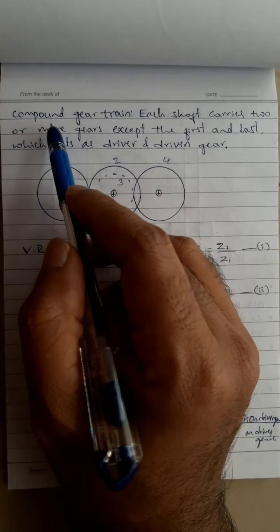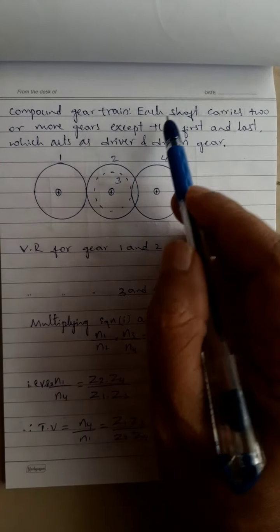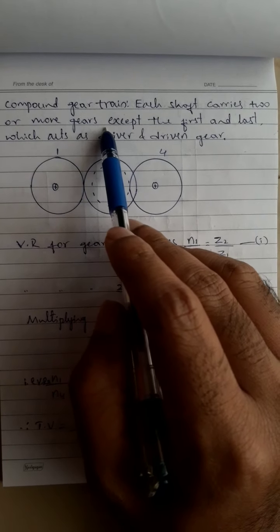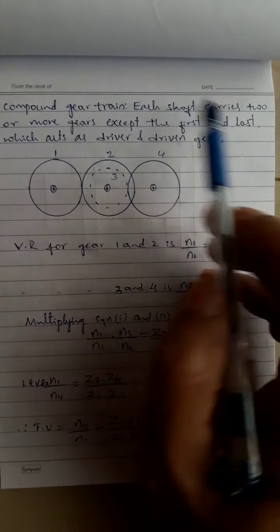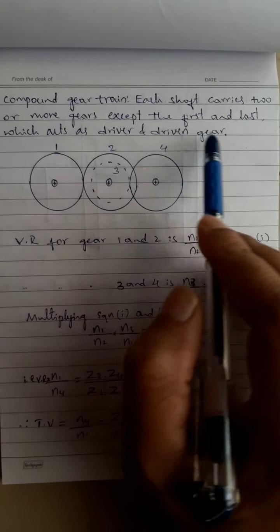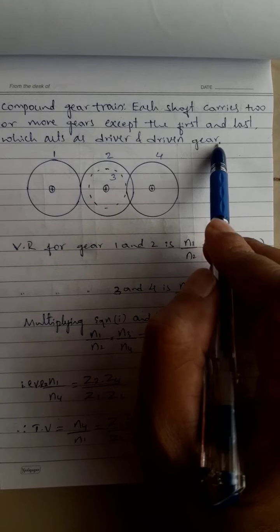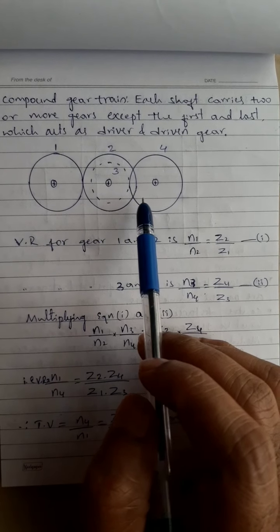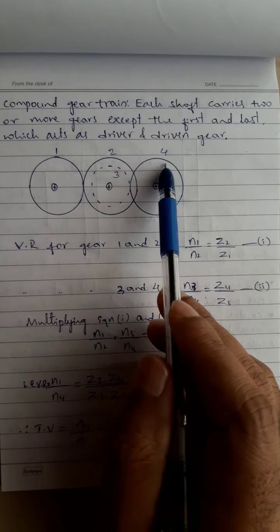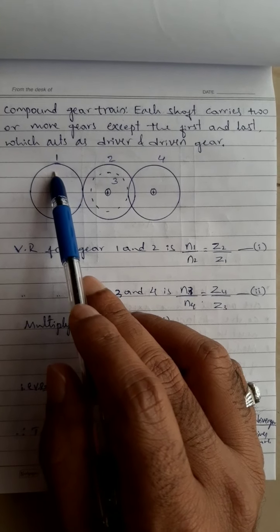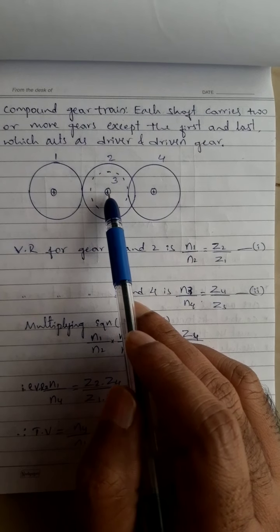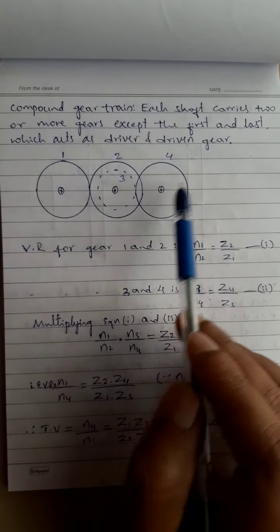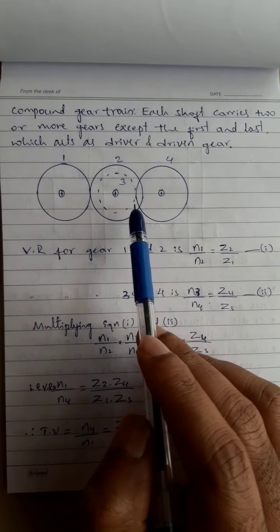Next we have the compound gear train. Each shaft carries two or more gears except the first and last, which act as the driver and driven gear. Such an arrangement is called a compound gear train. Here in the following figure you can see that the first and last shafts carry only one gear. The in-between shaft is carrying two gears, that is a compound gear. So this arrangement is called a compound gear train.